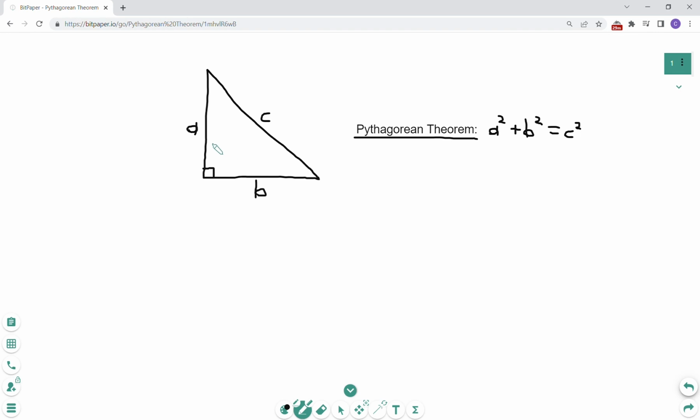Like I said, a and b are the smaller sides, so what that means is that we can interchange them. If we wanted to, we can make this a into a b, and we can make the b into a. But we'll just keep these little guys as they were.